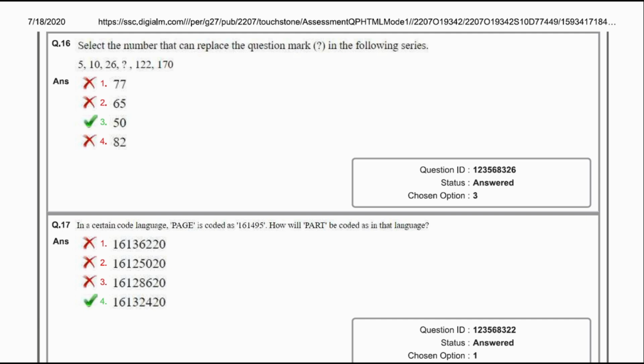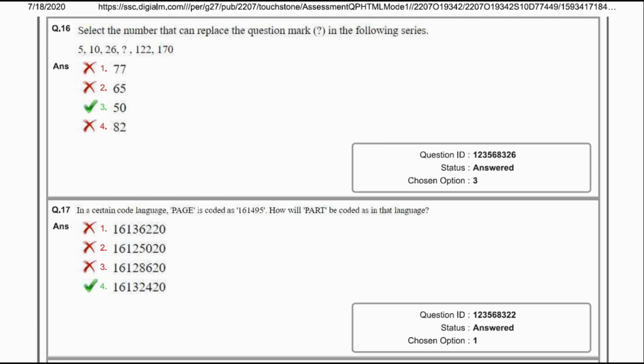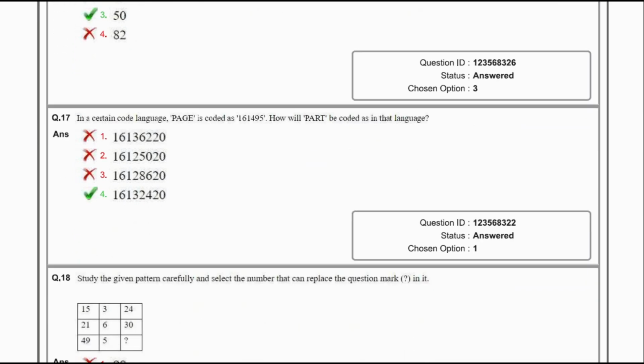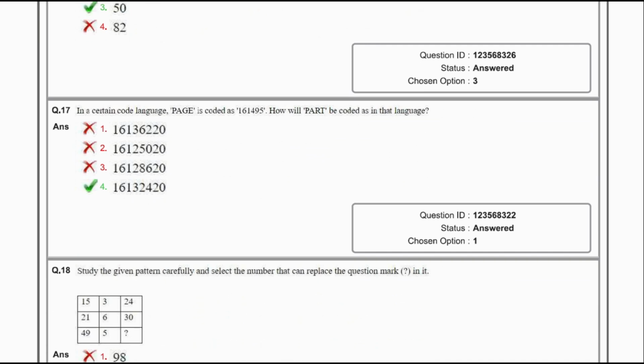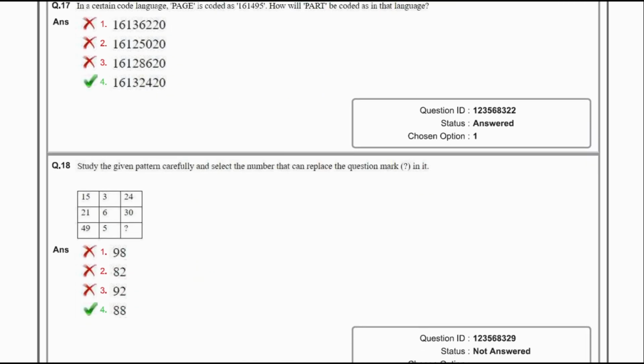In a certain code language, page is coded as 161495. How will part be coded in that language? So page will be given in the code as 16132420. The option 4.